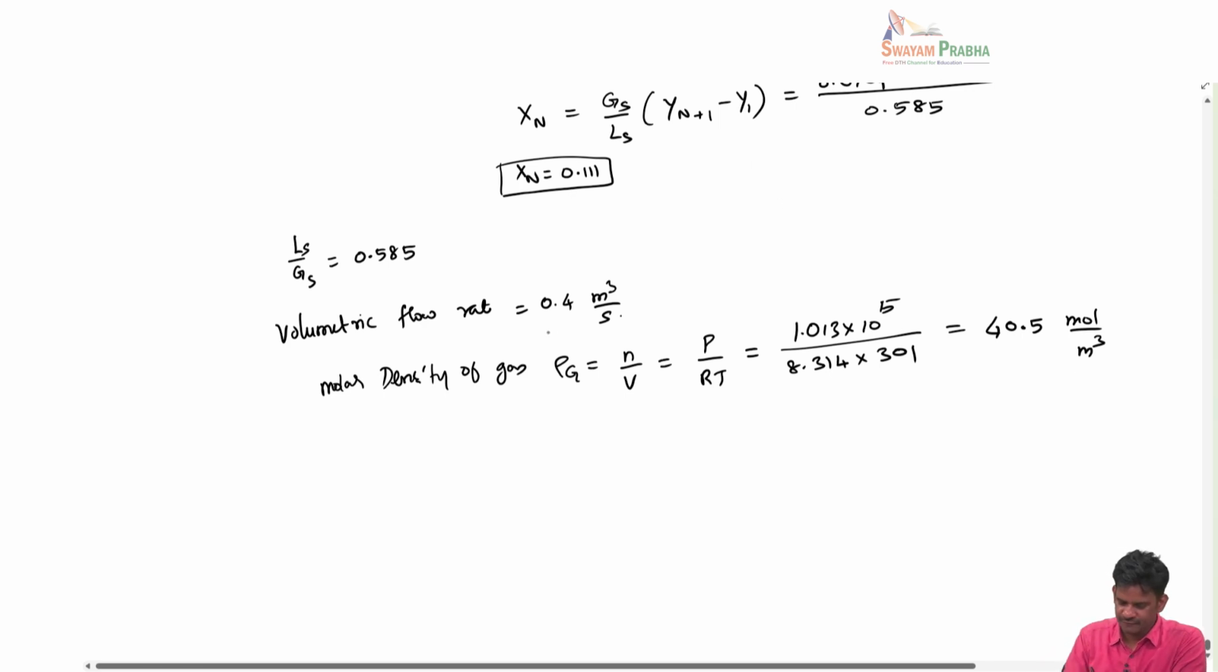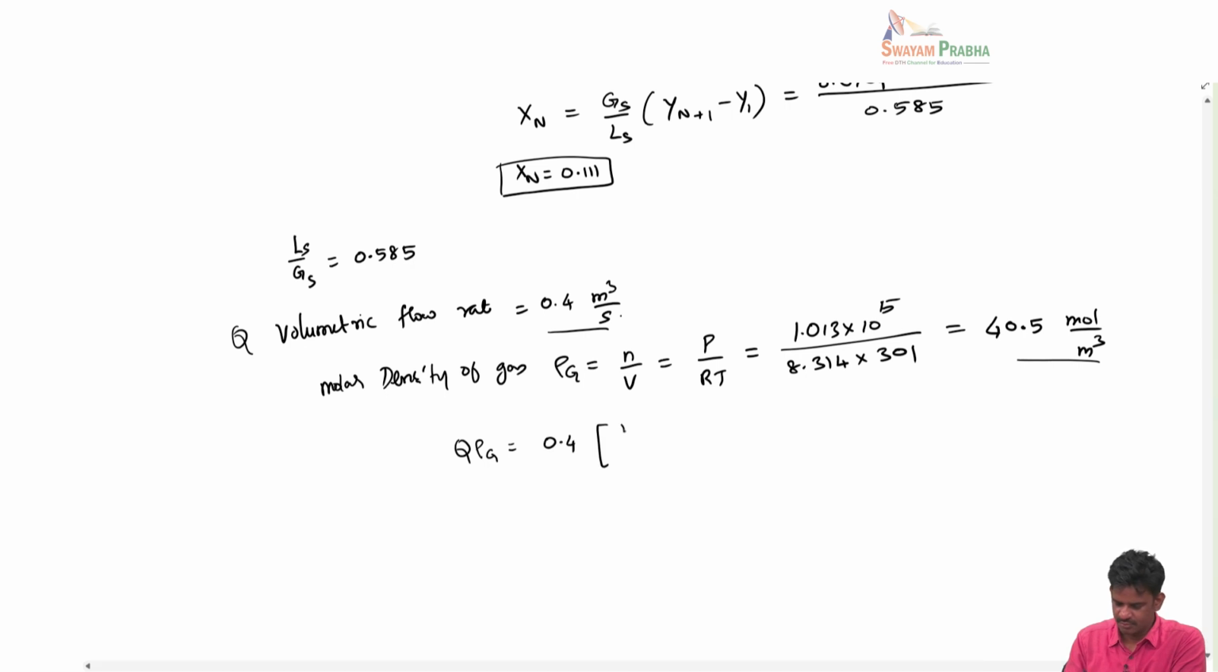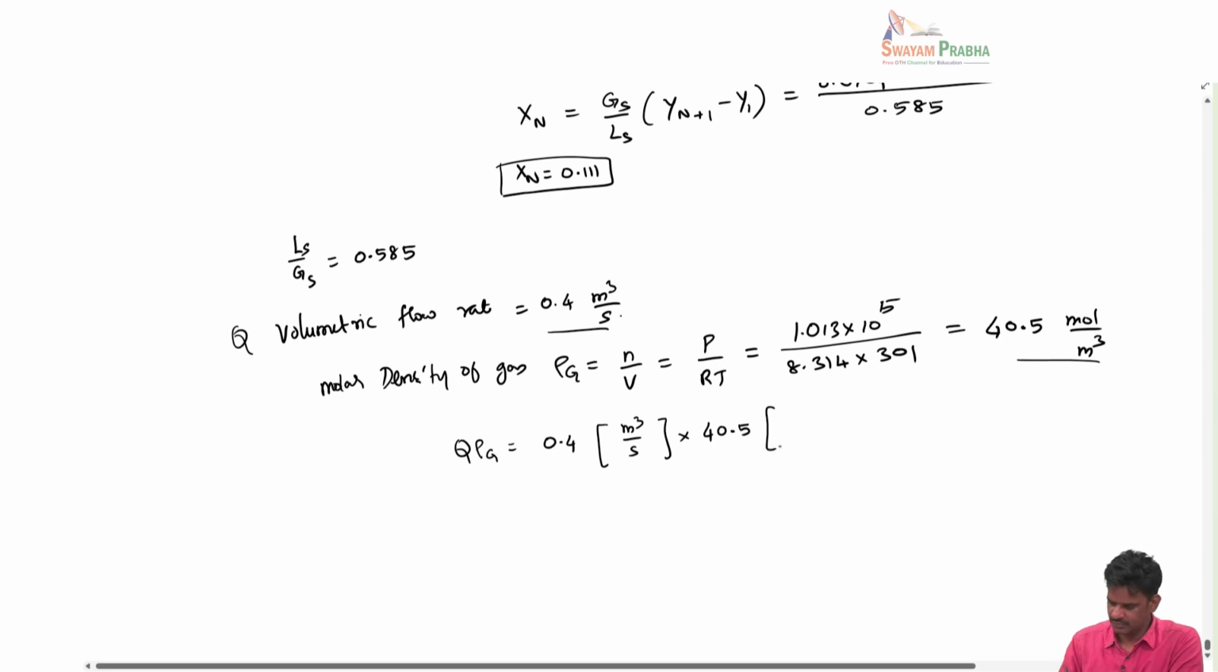So I know the volumetric flow rate and I know the molar density. If I multiply Q times rho g, I will get 0.4 meter cube per second into 40.5 moles per meter cube. I will get something like 16.2 moles per second.